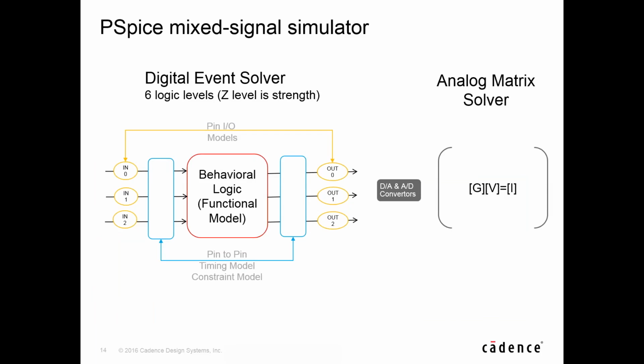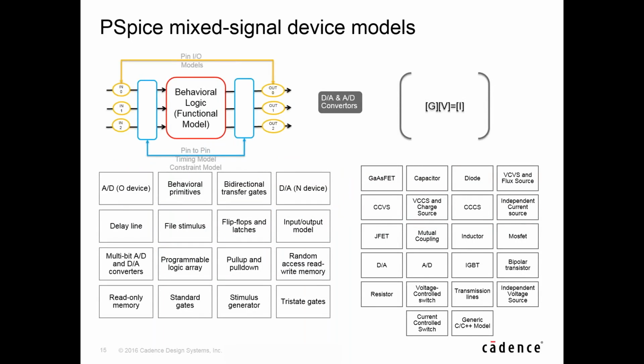So how did we do that? PSpice has actually always been a very powerful mixed signal simulator. It had an analog matrix solver, and it had a digital event solver with 6 different logic levels, with Z level being the strength. The challenge was the digital models that PSpice could use weren't readily available and very popular because the modeling language was kind of an internal language. So what we did is we looked at what sort of devices people would want to use for digital simulation along with the traditional analog simulation that we had.